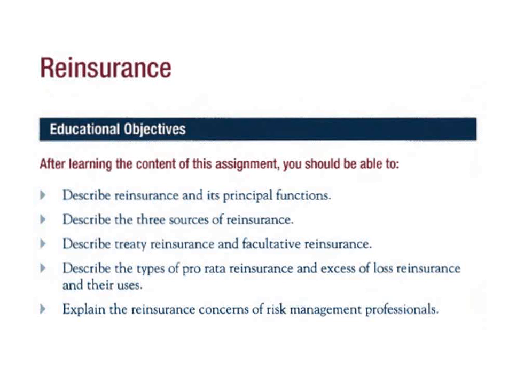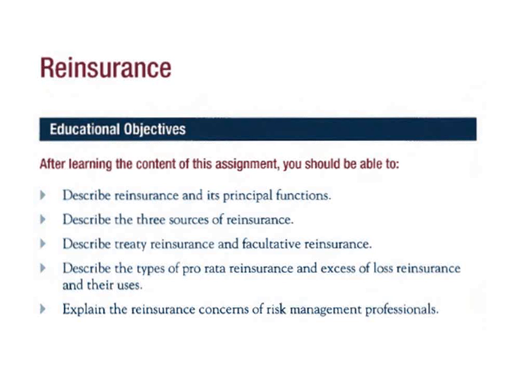So for our objectives, describe reinsurance and its principal functions. So really, what are the key concepts there? The 3 sources of reinsurance, so how does reinsurance actually occur? Describe treaty reinsurance and facultative insurance, and we'll talk about those 2. And then once we get into that, there are the other types, which are the types of pro rata insurance and excess of loss reinsurance and their uses. So why would you use one over another might be some of the types of questions there.